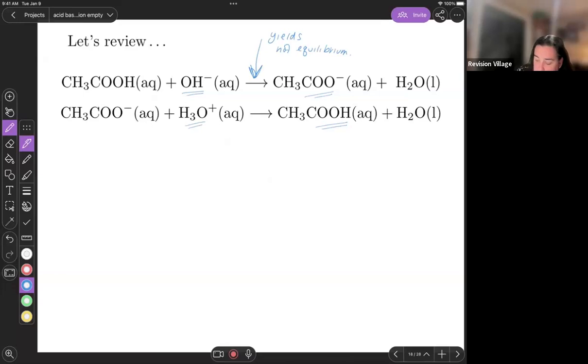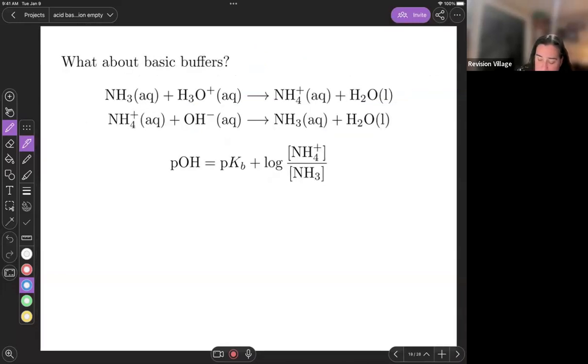I chose an acidic buffer because most of the questions are about that. You can also choose a basic buffer. It works the same way. I'm going to have approximately equal amounts of a base and its conjugate acid. Same thing happens if I add a little bit of acid in there, we will make some conjugate acid. If I add a little bit of base in there, we'll make some conjugate base.